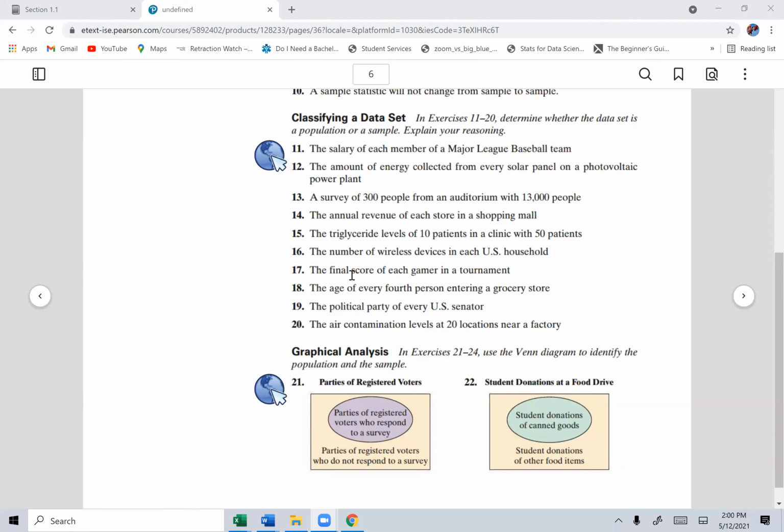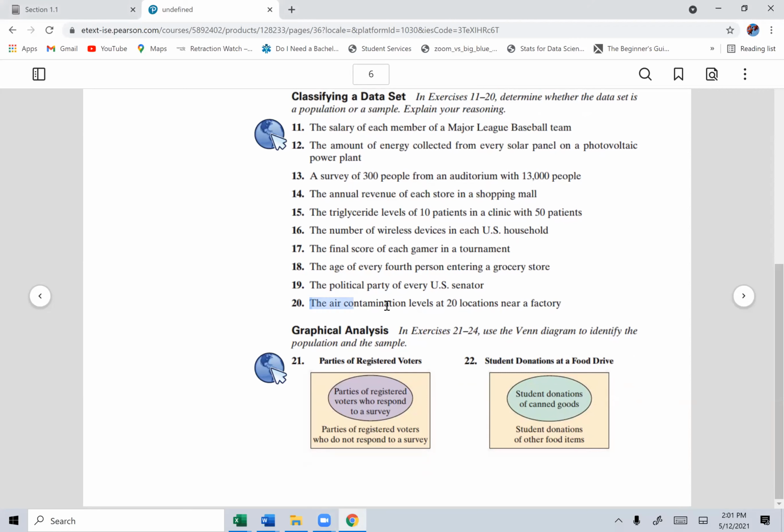Number 13: a survey of 300 people from an auditorium with 13,000 people. Sample. Yes. Does everyone agree? Sample? Yes. Number 16: the number of wireless devices in each US household. Population. Yes. Number 20: the air contamination levels at 20 locations near a factory. Sample, because there could be more than 20 locations.